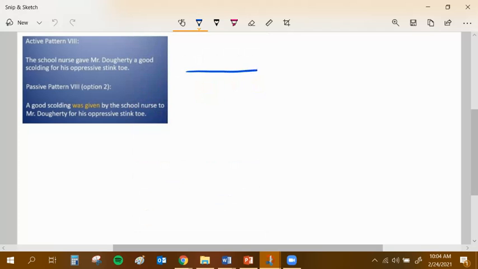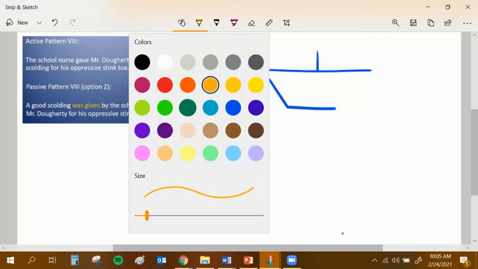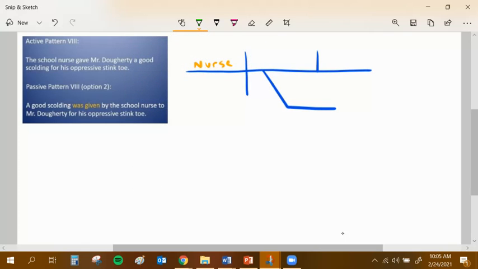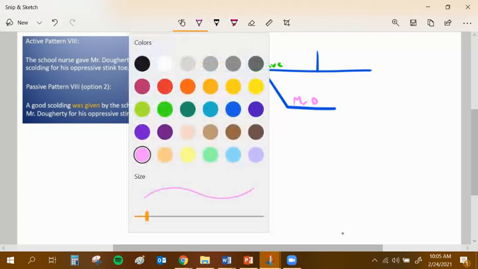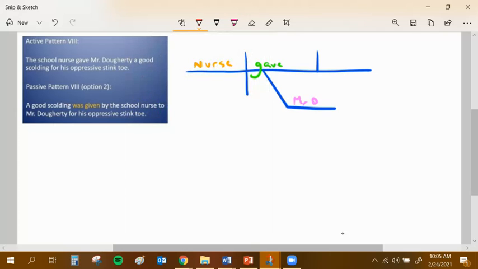So once again, pattern 8, our 4 most important words, sitting right here. I'm going to go ahead and change my color. So the nurse, let's say, gave. If you've been following my videos, I just changed colors on you. We'll still keep Mr. Doherty in purple or pink. He likes that. And then let's do red, and let's do scolding here. All right, so our main sentence, once again, was the nurse gave scolding to Mr. Doherty. It's a pattern 8.